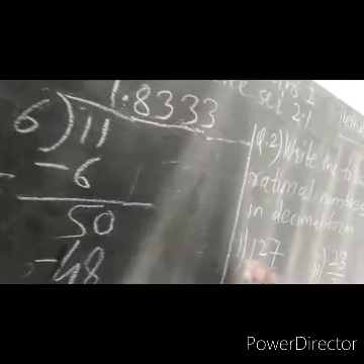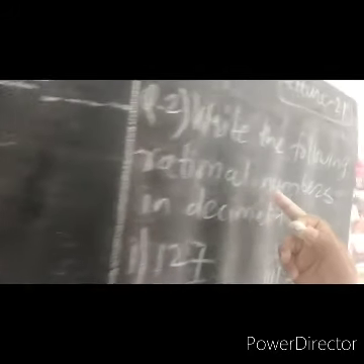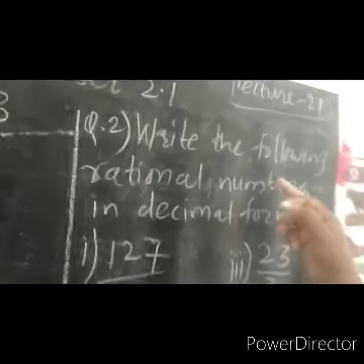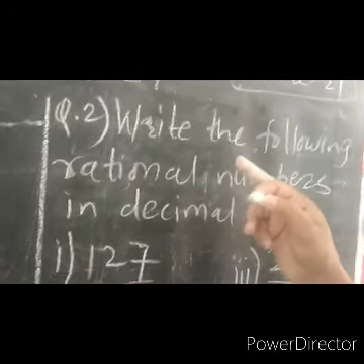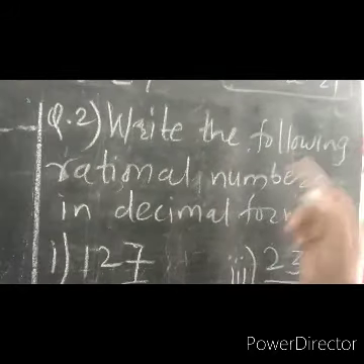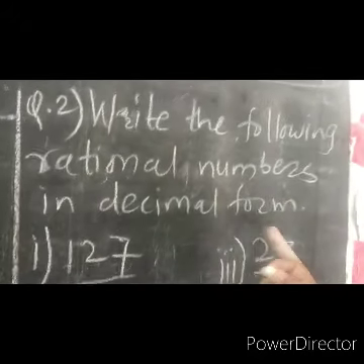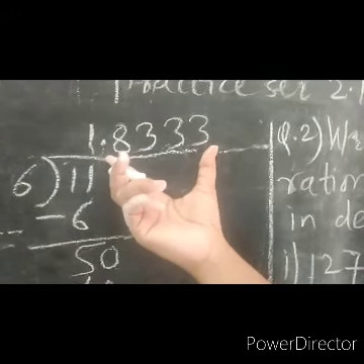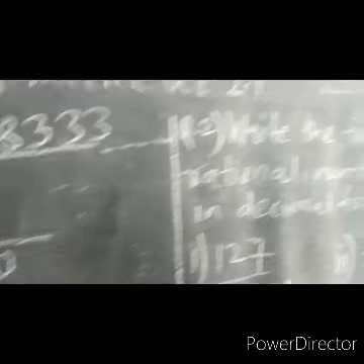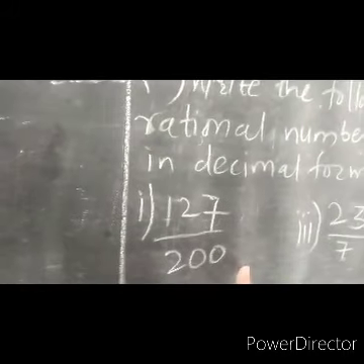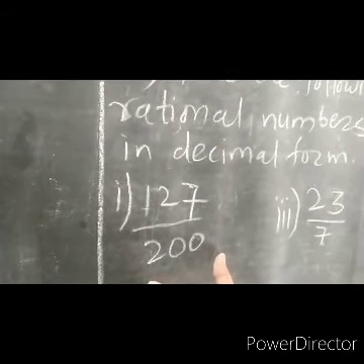Now let us see the next question from practice set 2.1. Question number 2. Write the following rational numbers in decimal form. In decimal form means in this form. We have to write the answer. So we have first example 127 upon 200.